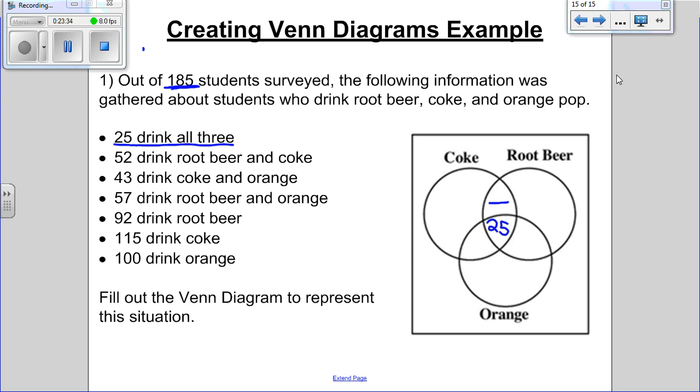Positive this time. I double check my work. So 52 drink root beer and Coke. So we need to figure out what that blank line would be. How could we do that?